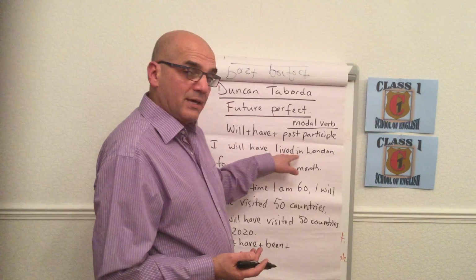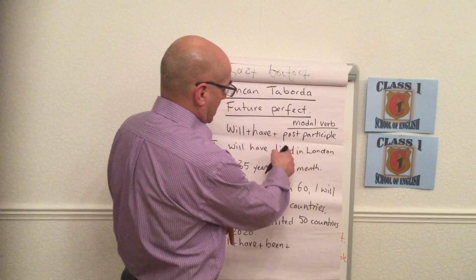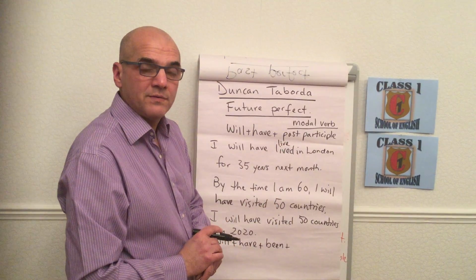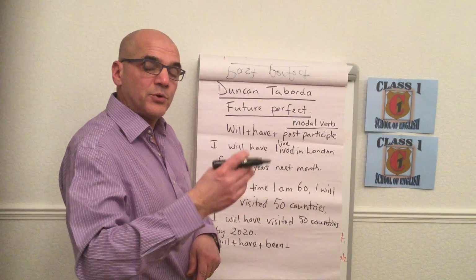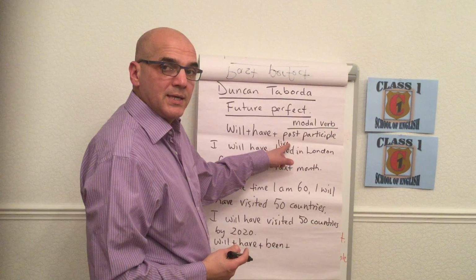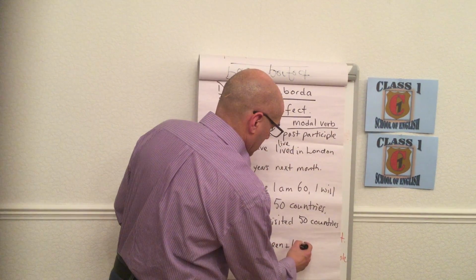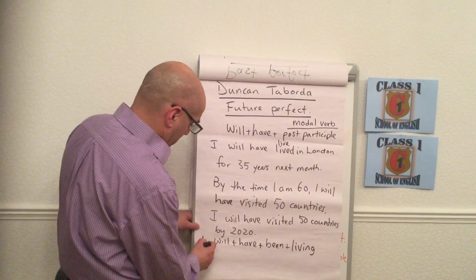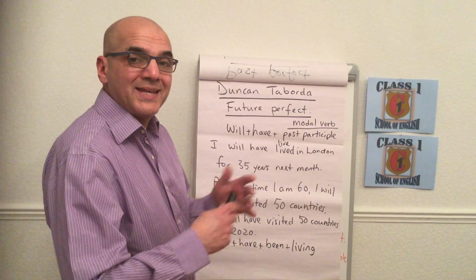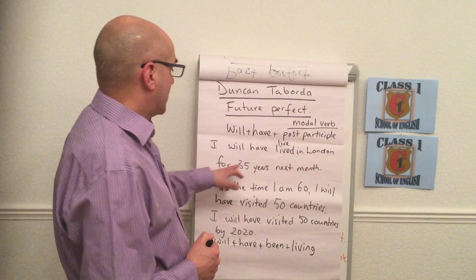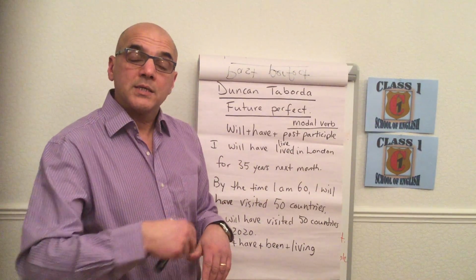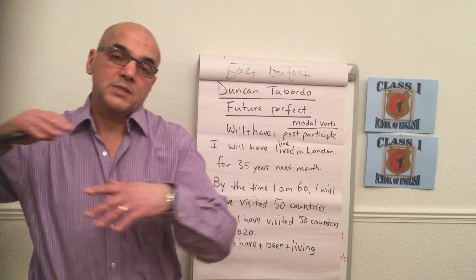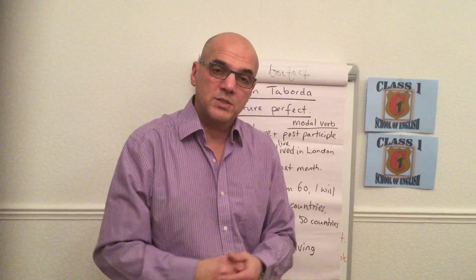Okay? "To live" is spelled L-I-V-E. Live. When you're using the continuous, before you put the ing, you take away the e. So: I will have been living. So what I could have said was, I will have been living in London for 35 years next month. It's a continuous action that would have started in the past, and it would still be continuing. So that's why I could use the continuous there.